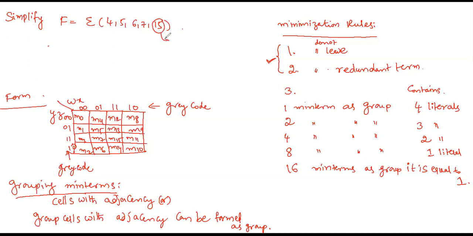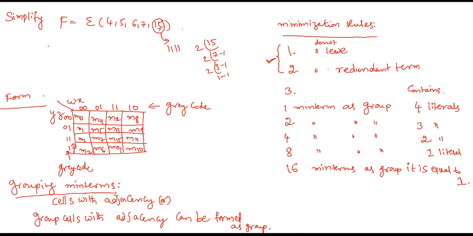Write down 15 in binary. Already I told you to remember this one. Generally it is 1, 1, 1, 1. So to represent 15, we need 4 bits. So it is a 4 variable Boolean expression. This Boolean expression is having 4 variables.